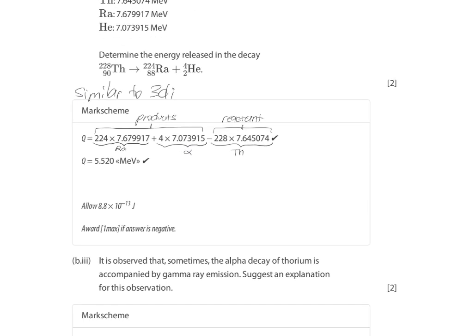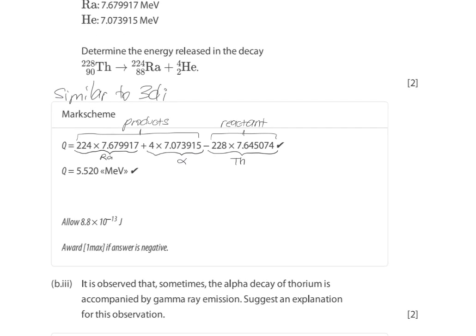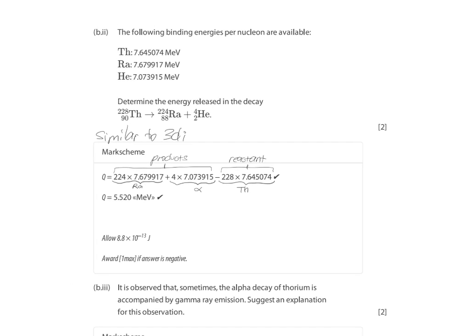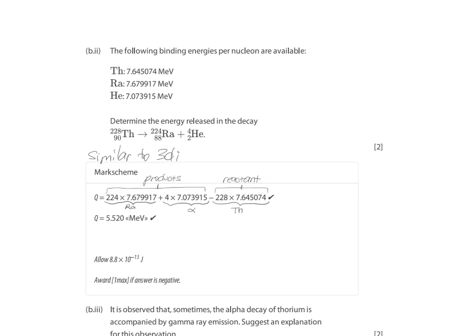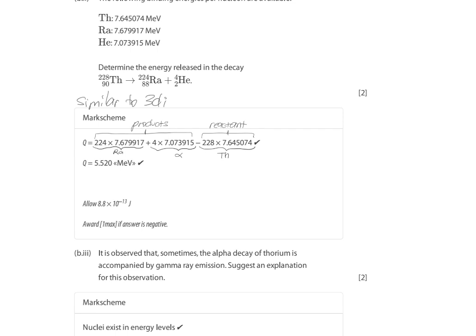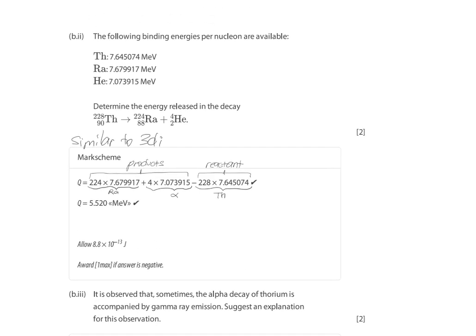They also allow a conversion into joules. It did not require joules. Interestingly, they say if you list the answer as negative, you only get one of the 2 marks. So be careful about that.